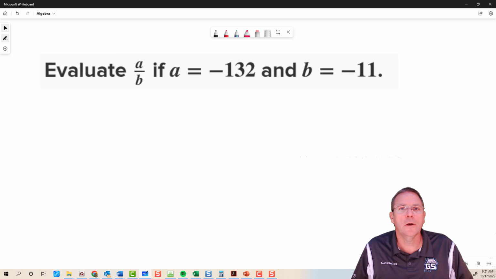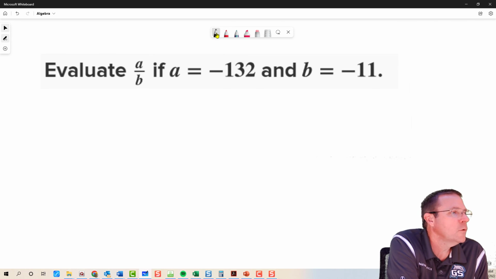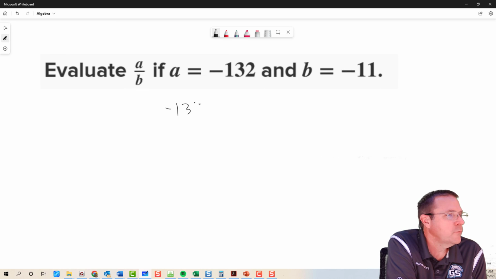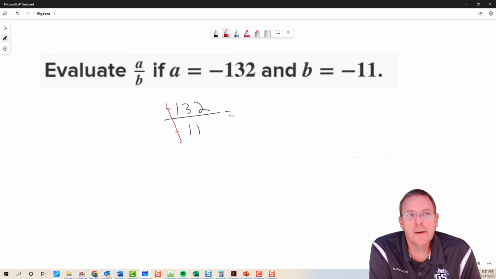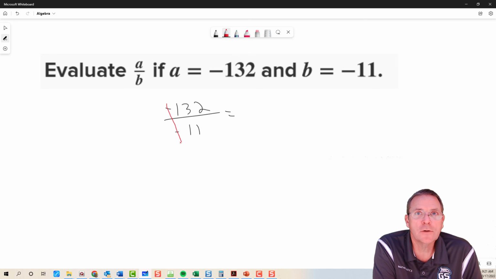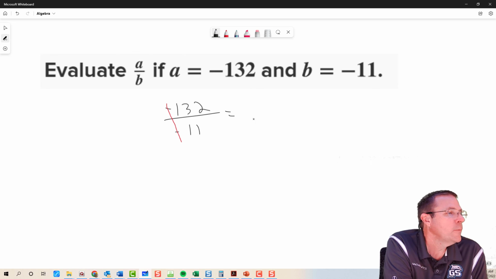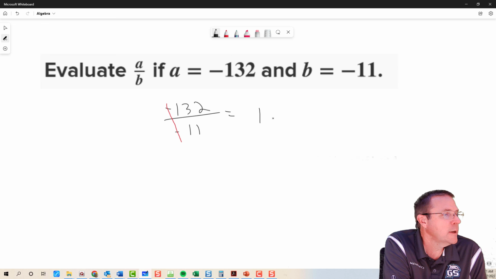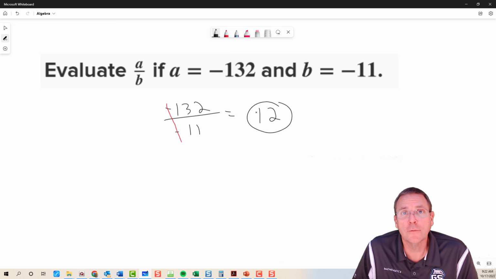So how'd that one work out for you? Let's take a look at the problem here. We have a divided by b, where a is a negative 132 and b is going to be a negative 11. Well, first thing I know is I've got a negative divided by negative, and I like to do this. I like to put a line through them because a negative divided by negative is a positive, and that's no longer an issue. And from here, well, let's see, 11 goes into 13 one time. There's going to be 2 left over, giving us a 22. 11 goes into 22 2 times. So our final answer should be a positive 12.